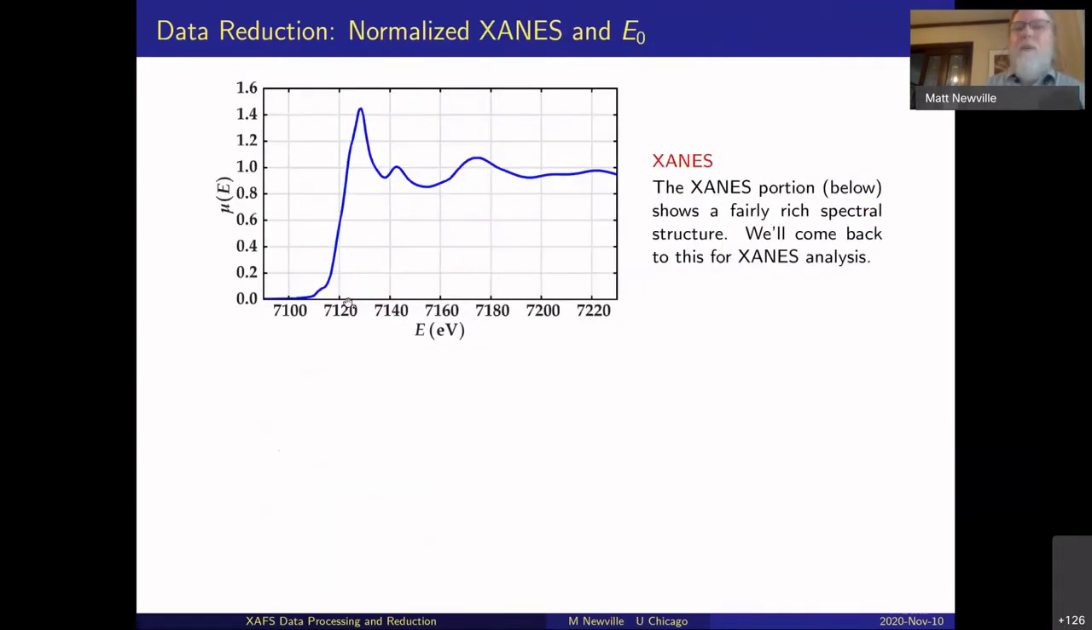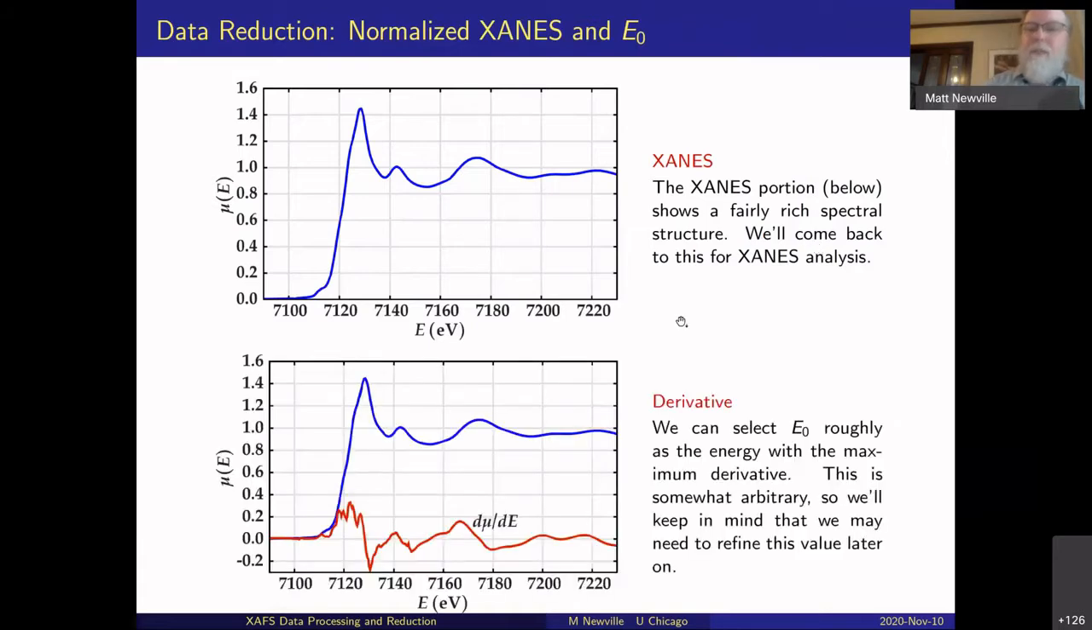So the XANES, we can interpret the XANES. We'll come back to that in a second. And then we often look at the derivative. We'll need a value for the threshold energy E0 to define k, and typically we don't know what that is to very high precision. So we take the maximum of the first derivative of mu of E.